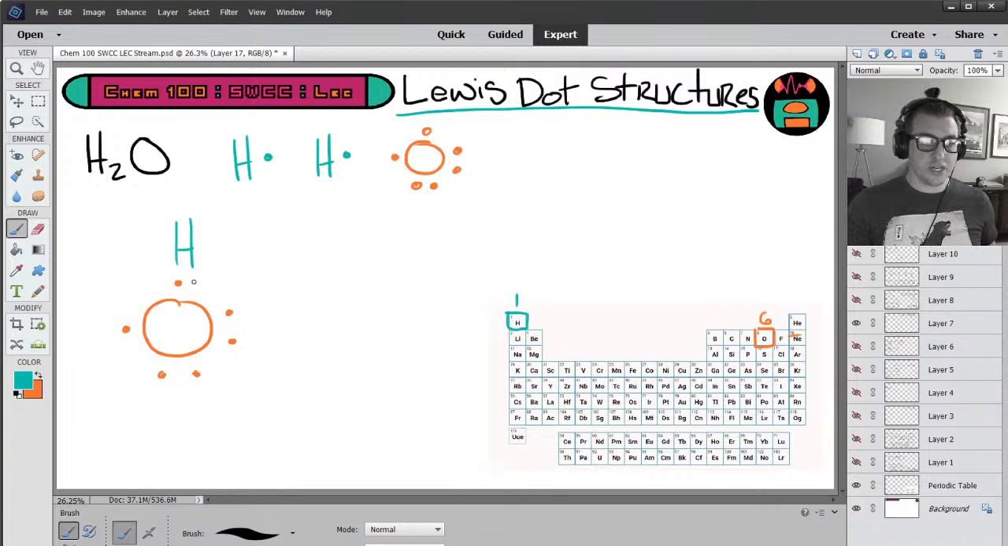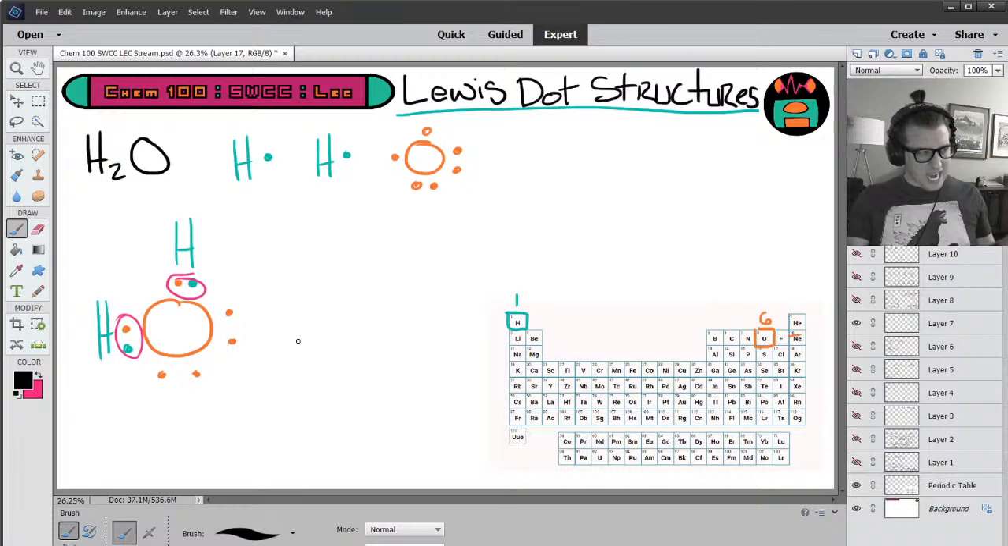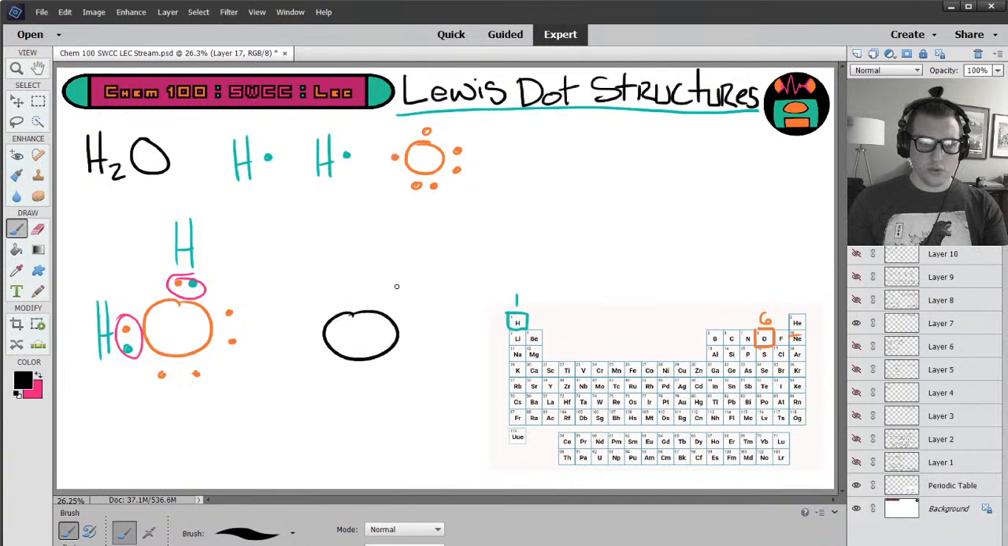So if one hydrogen brings its electron close to one of oxygen's unpaired electrons, this can form a covalent bond. And if the second hydrogen brings its unpaired electron close to oxygen's second unpaired, this can form the second covalent bond. Now, this is not how you draw the Lewis structure for H2O. But I'm using this to illustrate how these things come together, how they fit, they kind of click like Legos. And I'm circling them to show you where the covalent bonds will go.